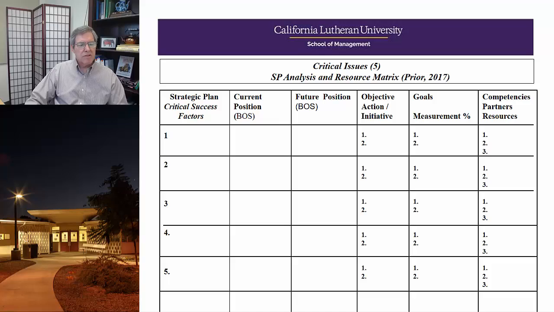The first column looks at your critical success factors. So the five critical success factors are listed down the left-hand side in the order of importance. And then if we go back and look at your blue ocean strategy, we then list your current position and your future position. And then the fourth box there is looking at the objective, the action and initiative required. And again, you can have 1, 2, 3 or 4 of these actions and initiatives.